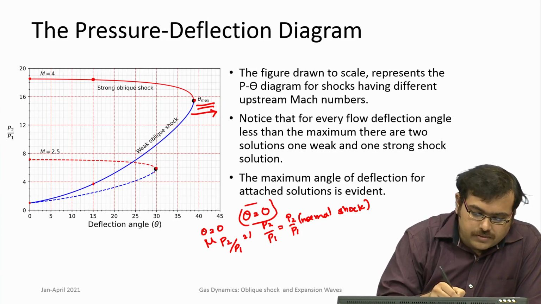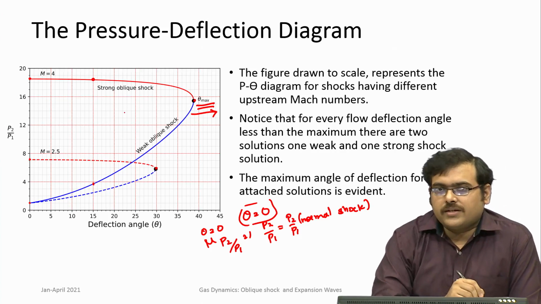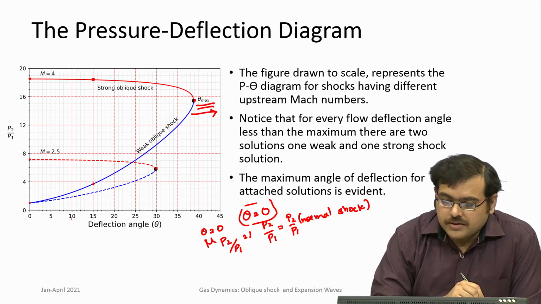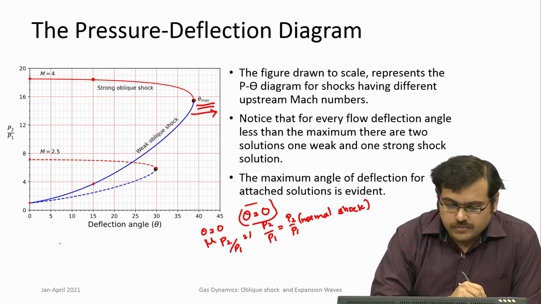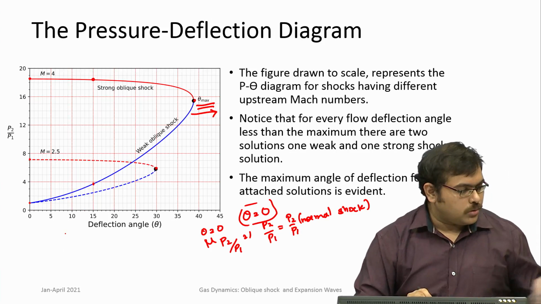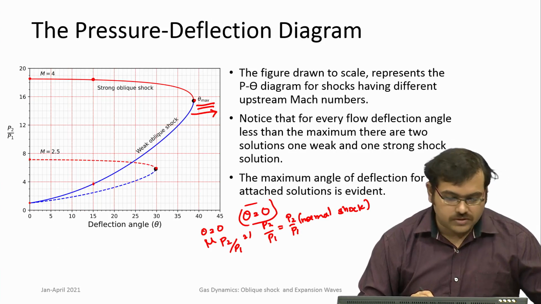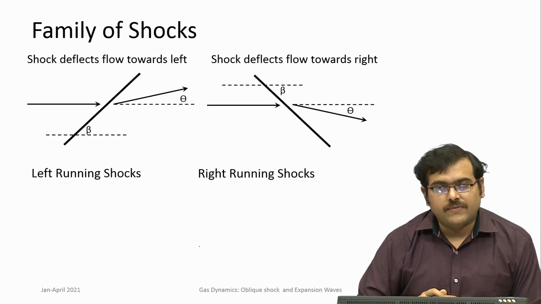For another Mach number it will be a different point theta. So, you should be aware of this pressure deflection diagram. It is often used to represent certain solutions when we look at interaction of shock waves. So, we will go ahead and look at the reflection problem.